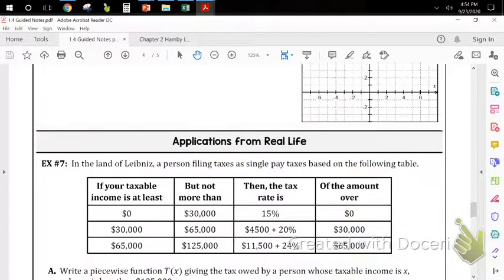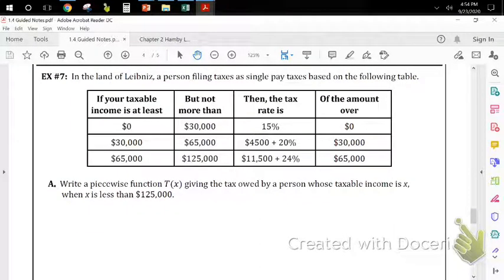So let's go ahead and look at some applications from real life. All right, so in the land of Leibniz, a person filing taxes as single pays taxes based on the following table. They gave us a table here, and you can see if your taxable income is at least this amount, but not more than this, you're going to pay this tax rate on any amount over something. Okay, so it says write a piecewise function T of x, giving the tax owed by a person whose taxable income is x when x is less than $125,000. So we're just going to make this into a piecewise function.